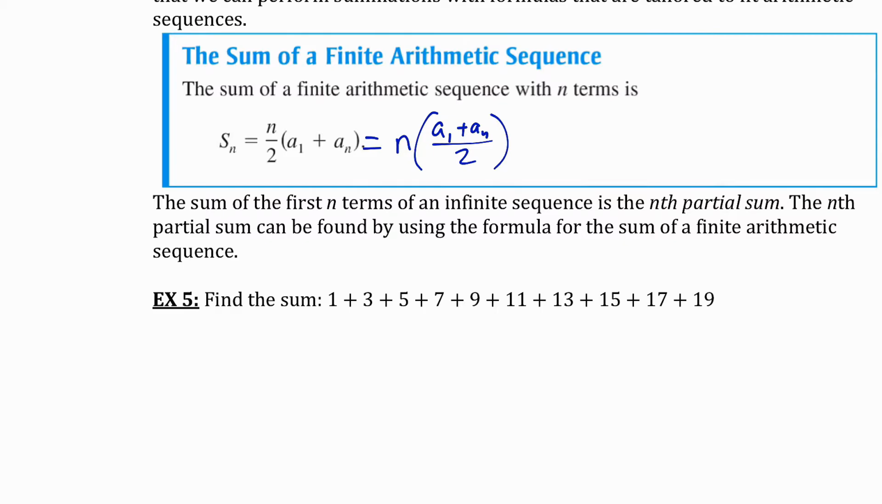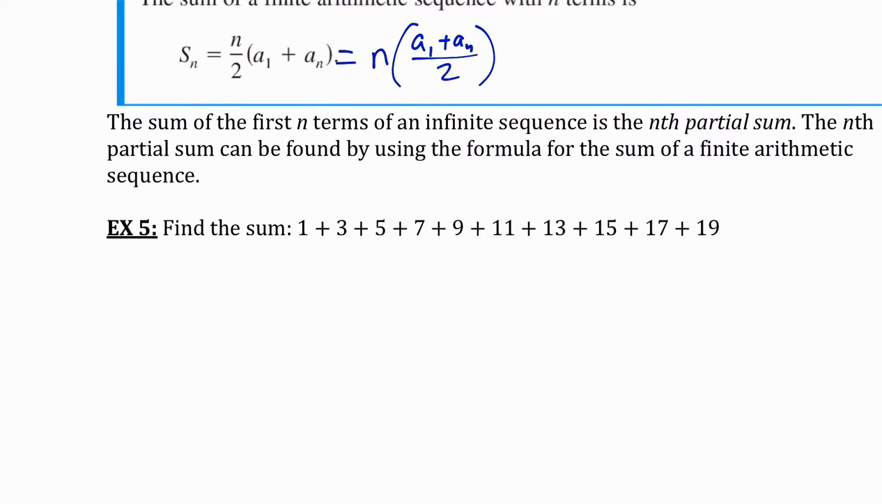So we're asked to find the sum of 1 plus 3 plus 5 plus 7 plus 9 plus 11 plus 13 plus 15 plus 17 plus 19. We could just go through and add them all up. Or we can look at it: we've got 1, 2, 3, 4, 5, 6, 7, 8, 9, 10 terms. So we're really finding the 10th partial sum.